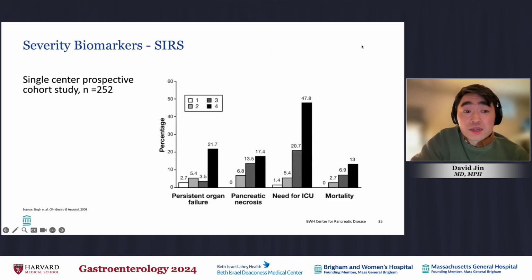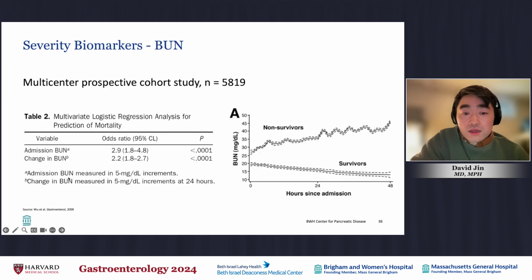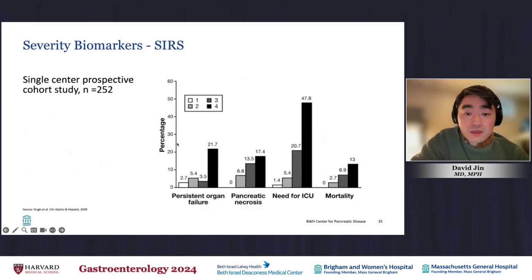This was a single center prospective study done at the Brigham, looking at SIRS criteria in acute pancreatitis. This study showed that for each additional SIRS criterion that was met within the first 24 hours, the odds of persistent organ failure, pancreatic necrosis, need for intensive care unit, and mortality increased.